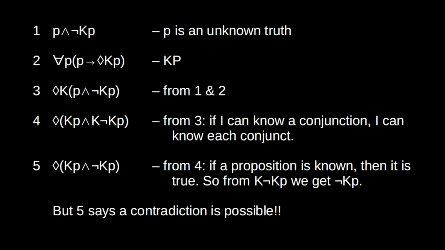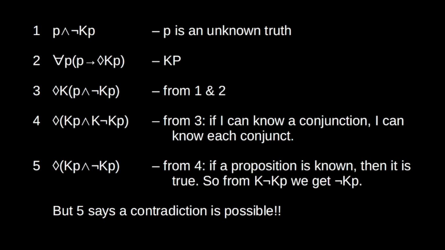Okay, now we'll turn to the proof. So, step one, we take some proposition P, where P is true, but it is not known that P. And this is just an instance of the non-omniscience claim. So, if not all truths are known, then there must be some such proposition, right? If not all truths are known, this is just to say that there is a proposition that is true, but we don't know that it's true.